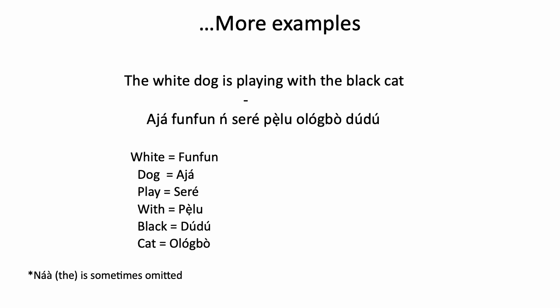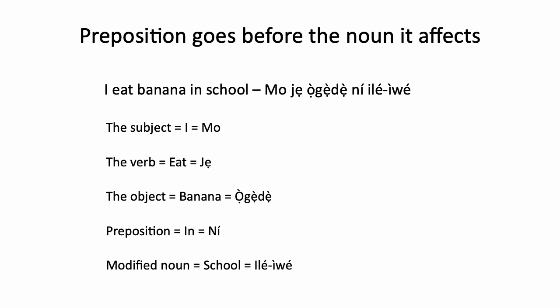Also, let's consider the effect of prepositions in Yoruba language structure. In Yoruba language, the preposition goes before the noun it affects. For example, consider this sentence. I eat banana in school. I eat banana in school. The preposition in is affecting the word school. And in Yoruba, that will be mo je ogede ni ile iwe. Mo je ogede ni ile iwe.